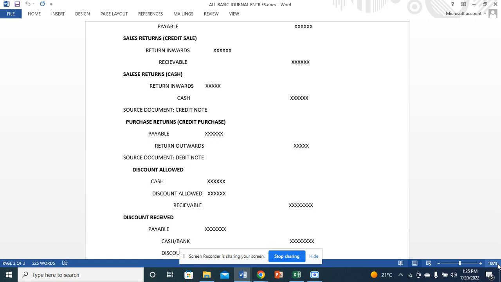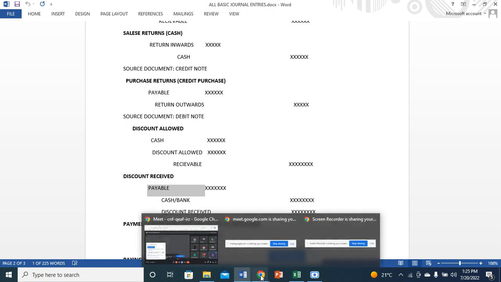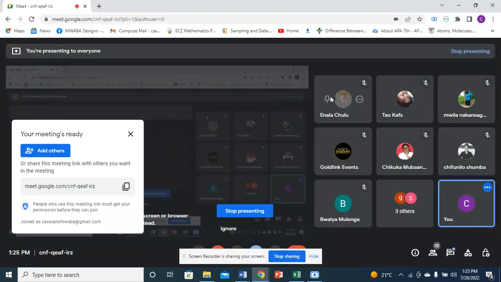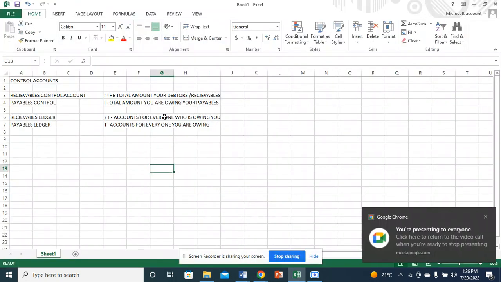All right. And then the other journal entry, discount received, right? If you are owing a supplier and the supplier wants you to pay them first, they're going to offer you a discount. That discount on your side is like a gain or a form of income. That's why it's credited. And since you're paying your supplier, that will be a reduction in your payable. All right, so those are the journal entries we have to familiarize ourselves with as we are dealing with control accounts.